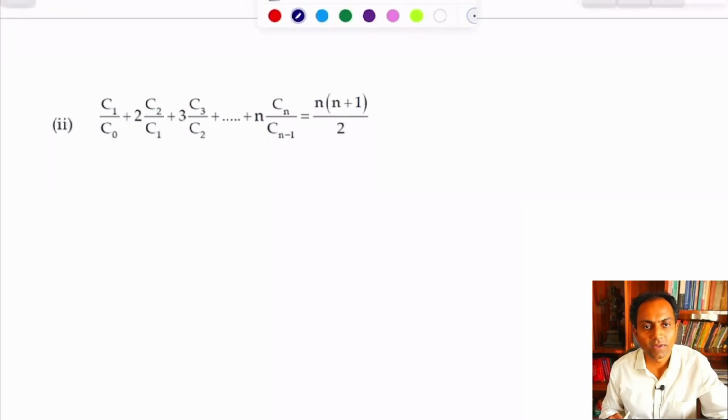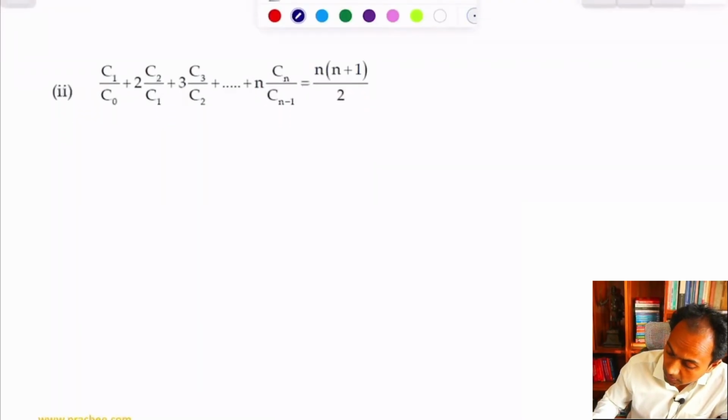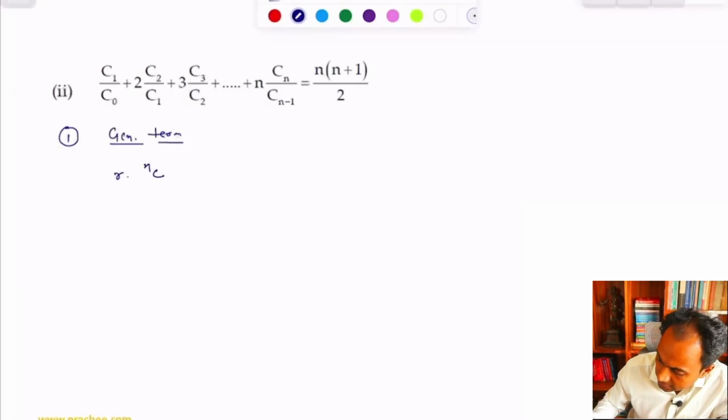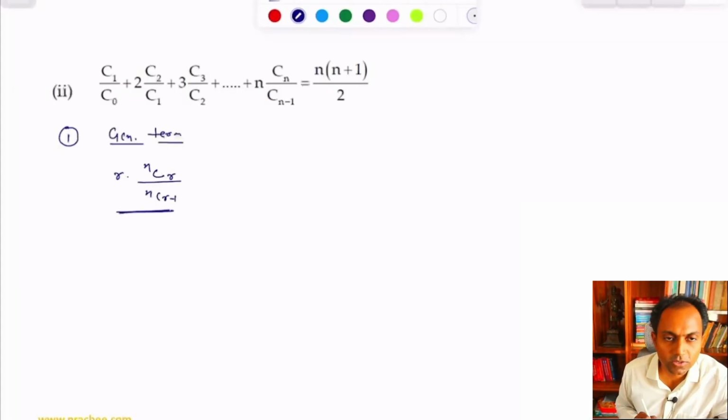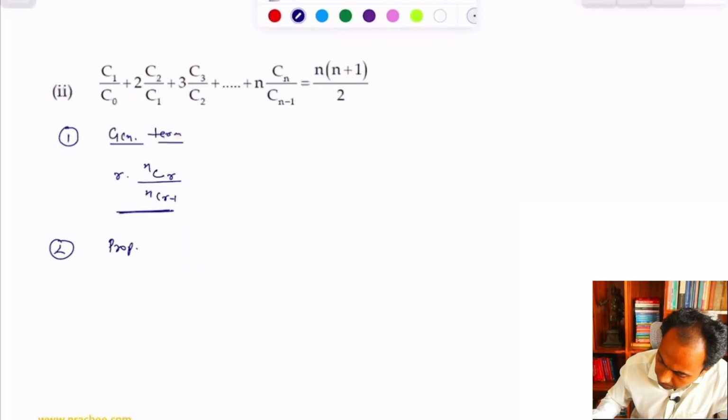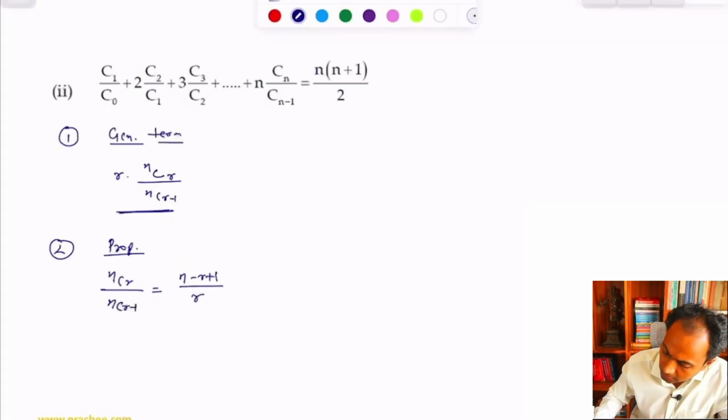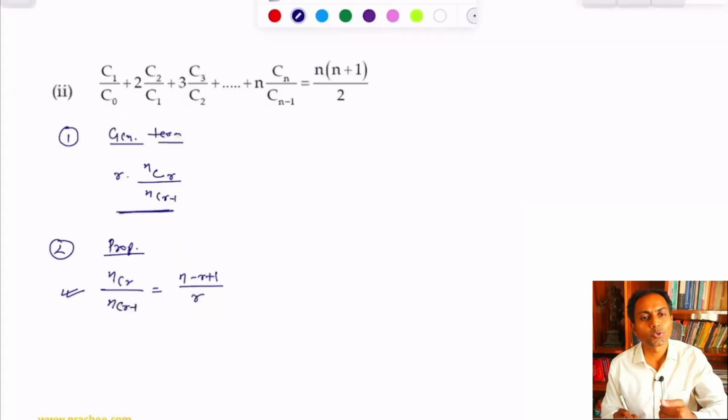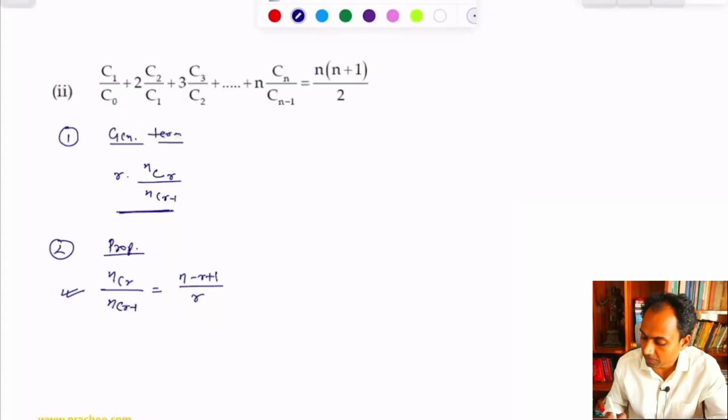In this next question, again we have to apply the second property that we talked about. So, what we are going to do is write the general term. In the general term, you can see there is r, then there is n C r, then n C r minus 1. So, this is my general term. Why is this important? Because in step 2, I am going to apply a property. We know that n C r by n C r minus 1 is equal to n minus r plus 1 by r. This is again a very important property and will be used to solve a lot of questions, especially where the calculations become very complex.